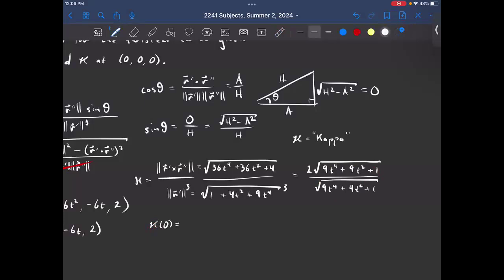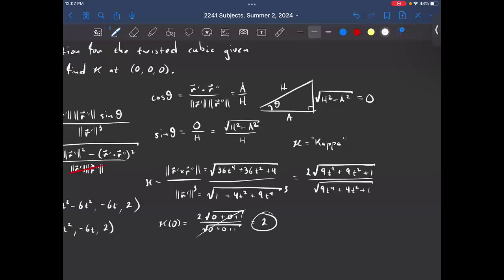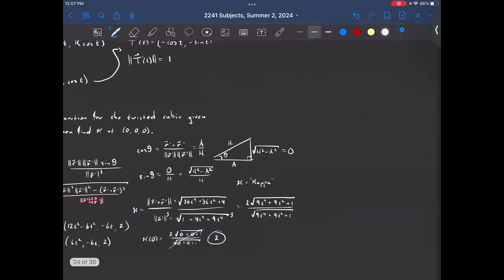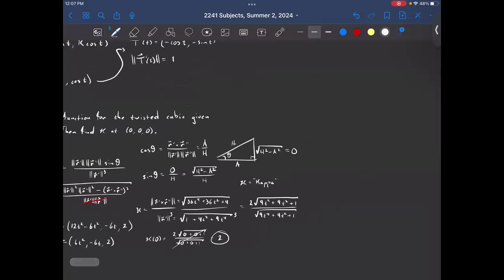So now kappa of 0 means just plug in 0 for all of your t's here, here, and here. And we should get 2 times the square root of 0 plus 0 plus 1 over square root of 0 plus 0 plus 1, which gives us 2 as the curvature. So the radius of an osculating circle to the twisted cubic at 0 is 2. That is what we should get if we draw a picture of the osculating circle.